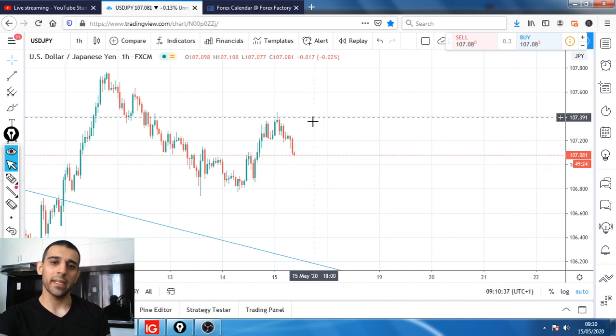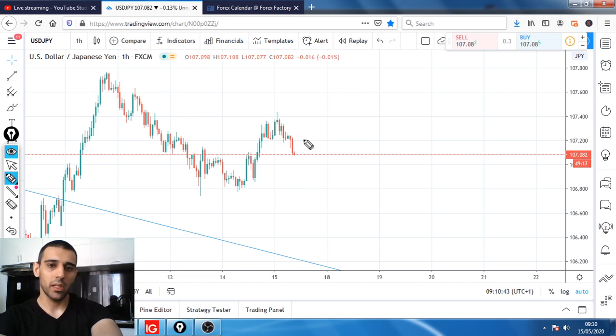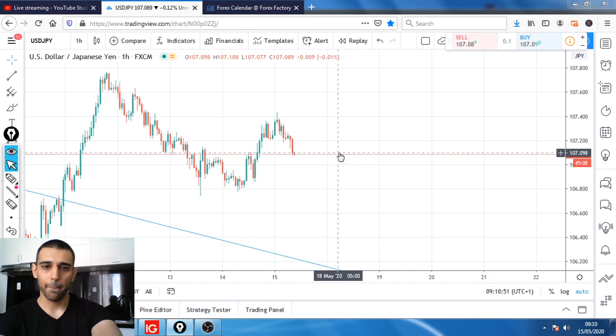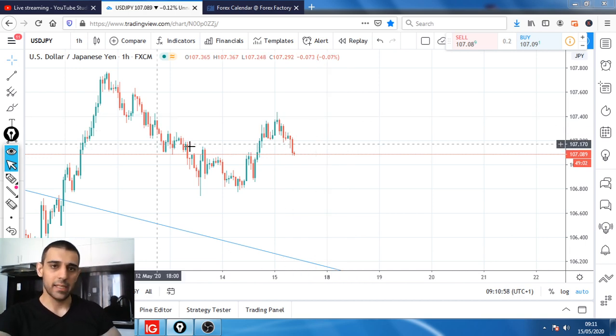So personally, I would wait for the push higher before getting into the long trades, because this candle is looking pretty strong. For this one, the last hour is already pushing down nicely. So that's my personal opinion on that.